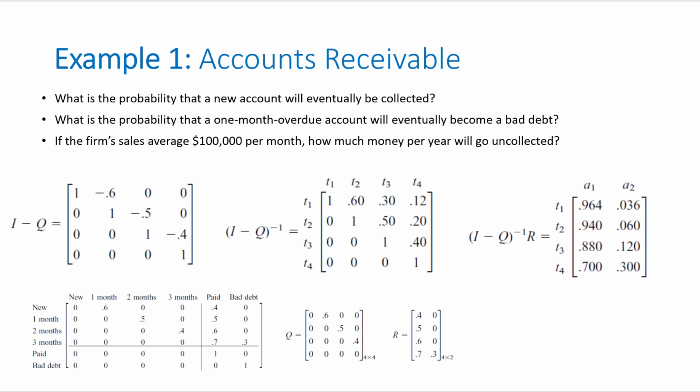Now let's look at some examples. Let's answer the question that we had for those two examples with this new knowledge that we have. So the first question asks, what is the probability that a new account is T1.